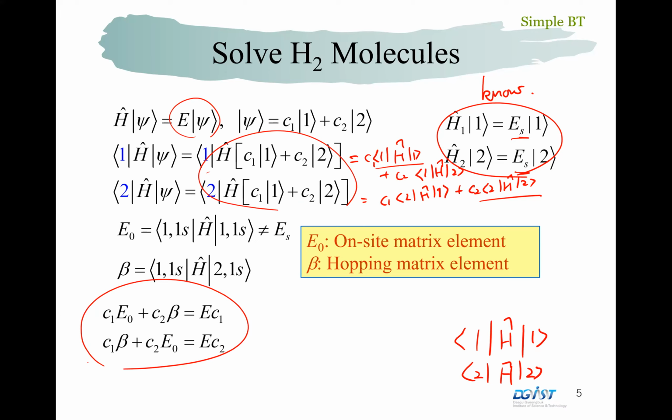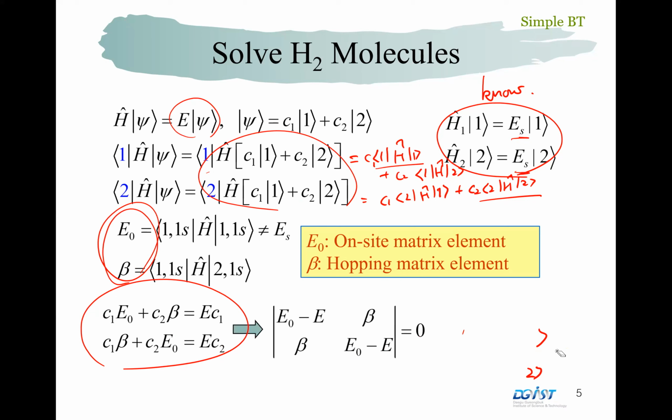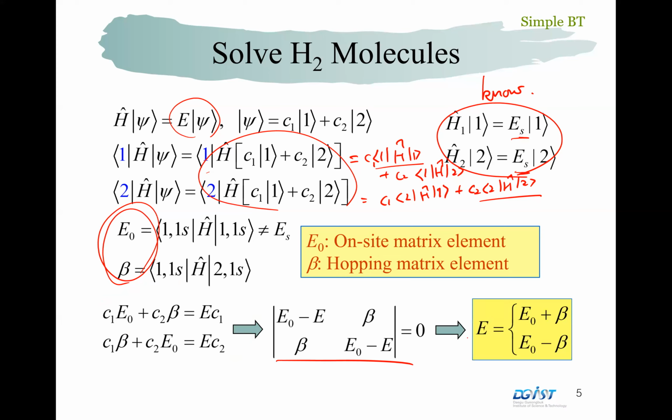And our goal is finding the coefficients. Actually, we don't know this number, but let's assume we know it is some number. What you have to do is solve these matrix equations and find the coefficients, which means finding the non-trivial solution of this one. The determinant of this matrix must be 0. So the unknown energy E is expressed by E0, which is called the on-site energy, plus or minus beta, which is called the hopping matrix value.